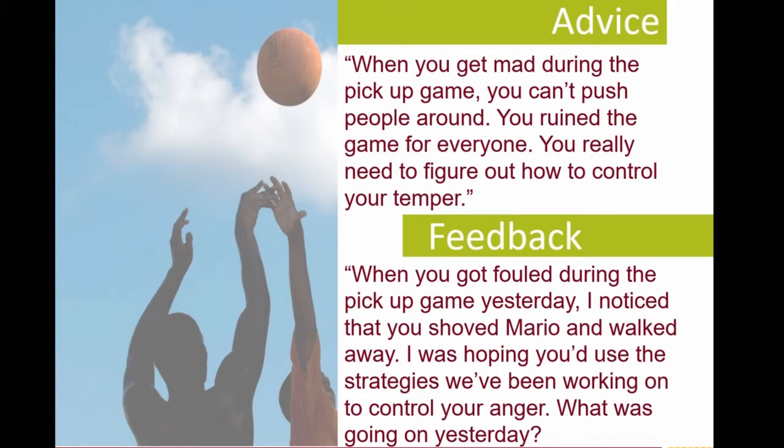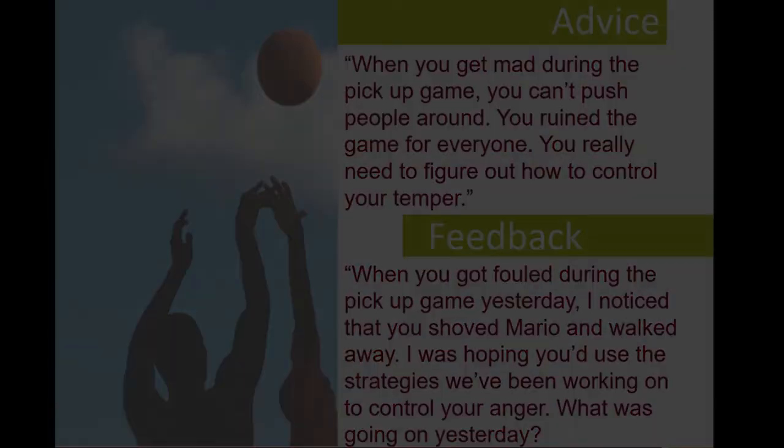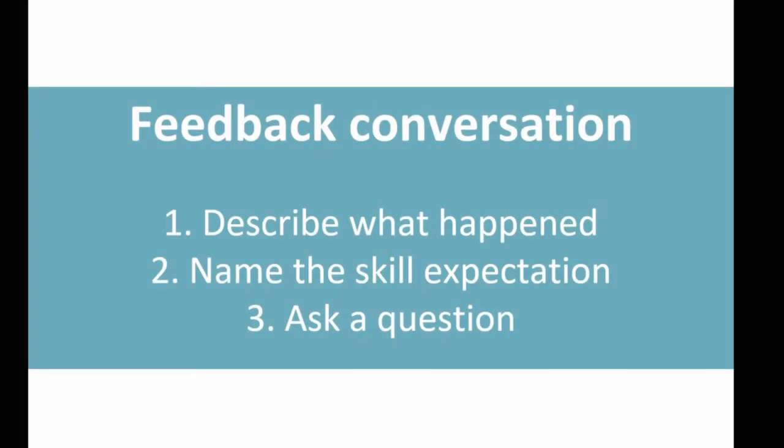So as you can see, even with just subtle changes, these have a very different kind of effect on the person hearing them, right? The first is much more accusatory. There's lots of finger pointing and lots of you statements, whereas the feedback conversation is much more about describing the facts, naming the expectation, and then asking a question to really open up a feedback conversation. So the tool that you'll find in the toolkit is a guide for how to frame a feedback conversation that has 3 components: describing what happened, naming what your skill expectation would be, and asking a question.